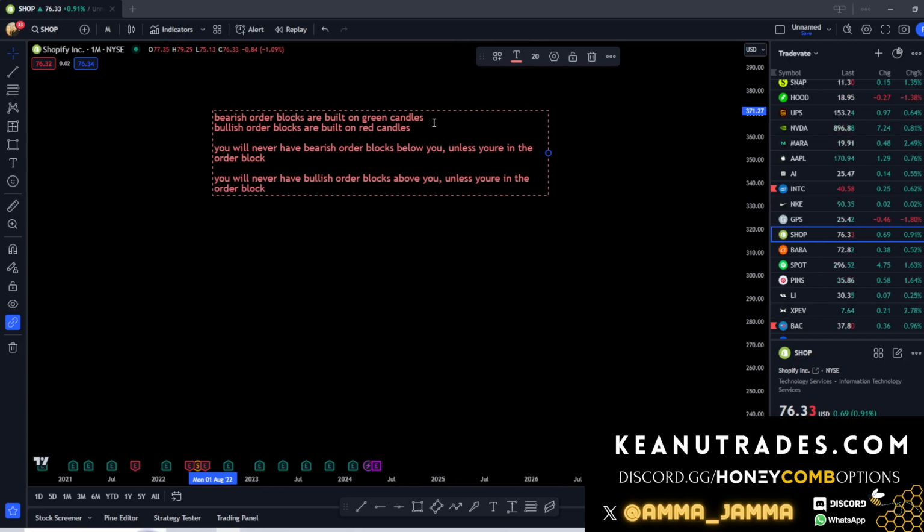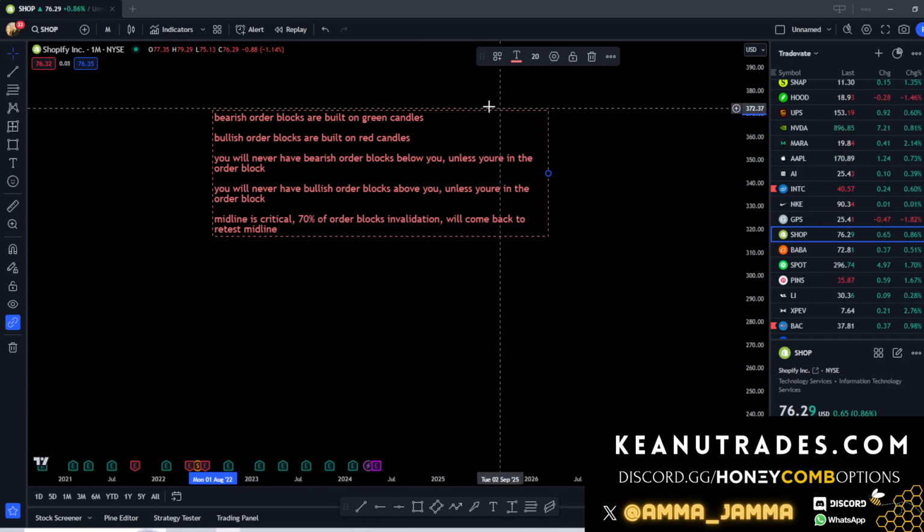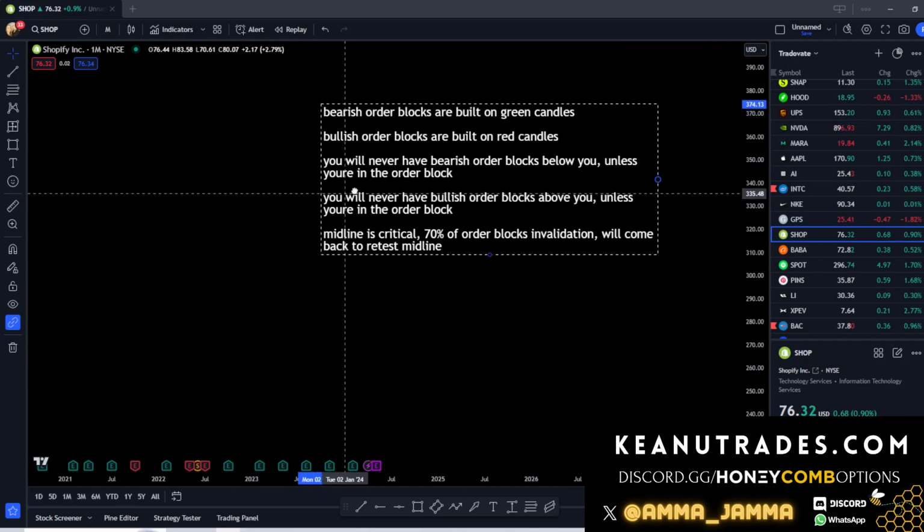I'm a visual learner. That's why I type this stuff. I think it's really critical to have it right there to look at when you guys rewatch this video. All right. And then midline is critical. 70% of order blocks, after invalidation, will come back to retest the midline. All right, let's make this white so it's easier to be seen. Let's make this big. There we go. All right, so there's our rules, kind of where we're at so far.